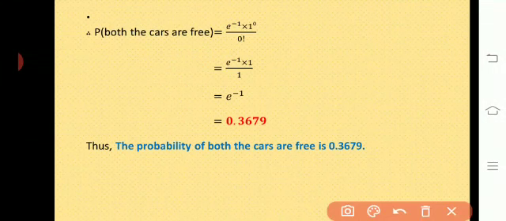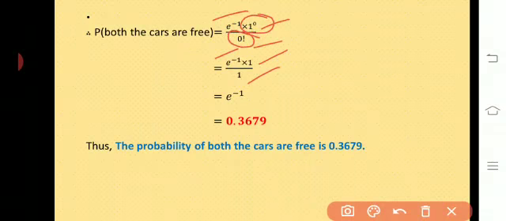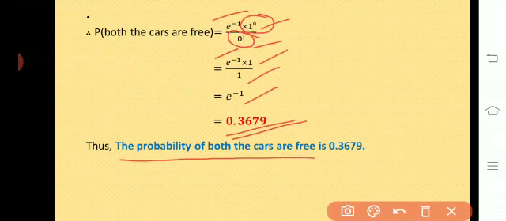Therefore probability of both the cars are free is equal to e raised to minus 1 into 1 raised to 0 divided by 0 factorial, which is equal to e raised to minus 1. This 1 raised to 0 is 1 and 0 factorial is 1, which is nothing but e raised to minus 1. And e raised to minus 1, from the statistical Poisson distribution table you will get 0.3679. That is, the probability of both the cars are free is nothing but 0.3679.